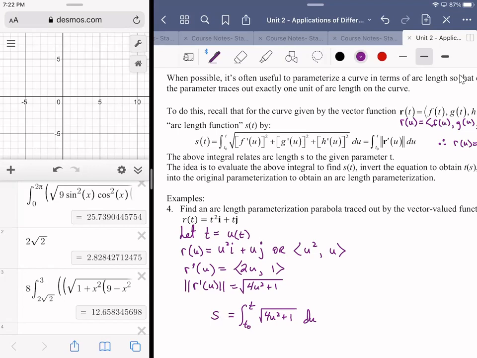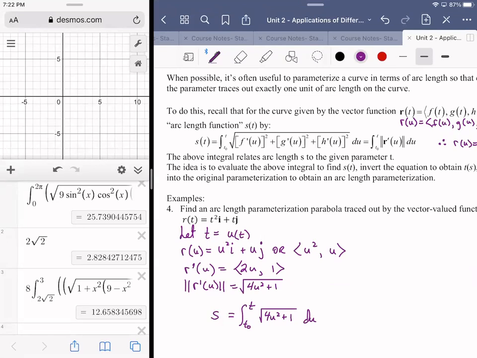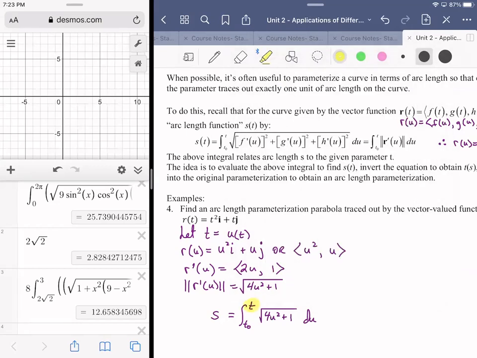Now, that lower bound, that t sub 0, could be any numerical value. It's just the starting point along the graph. You can make it 0 if you want, you can make it 20, it doesn't make a difference. It's the upper bound that makes a difference. That's the one that matters the most. Let me just clean this up. So this one matters the most.